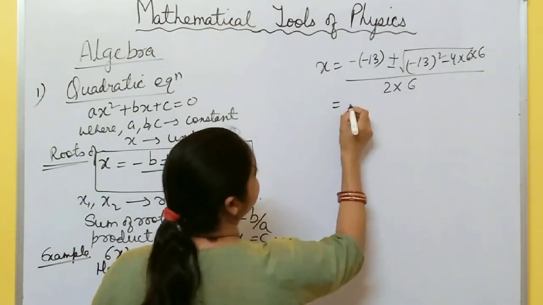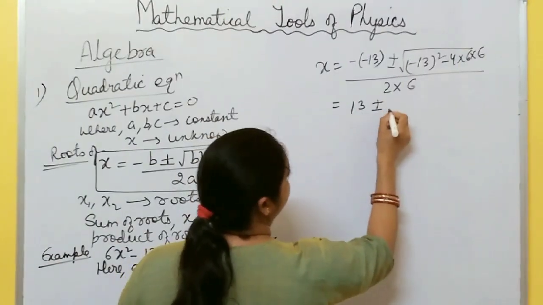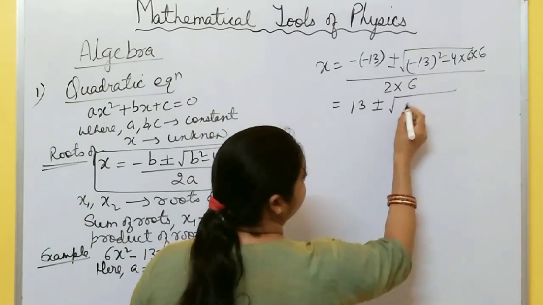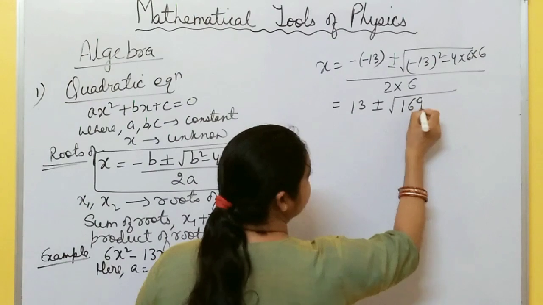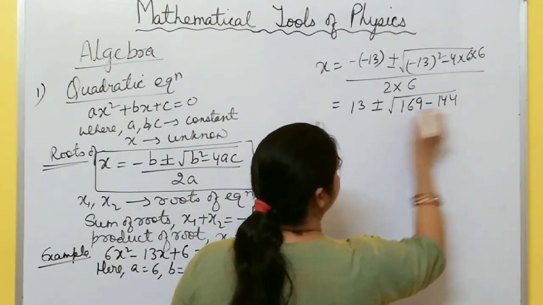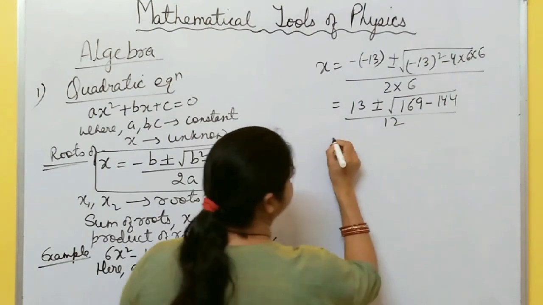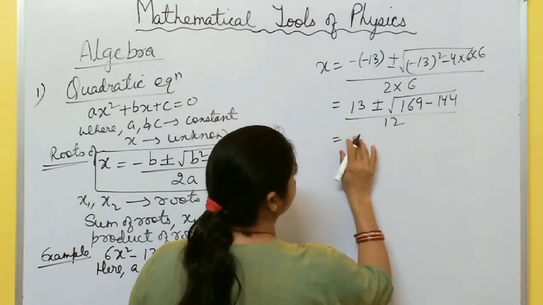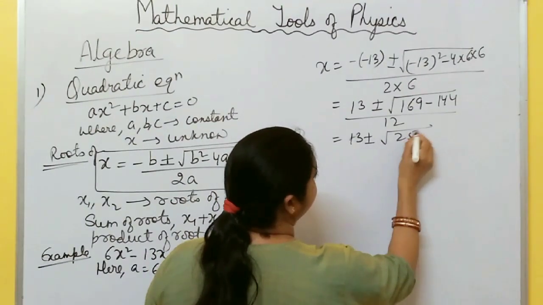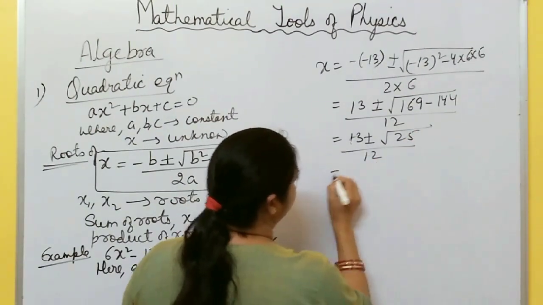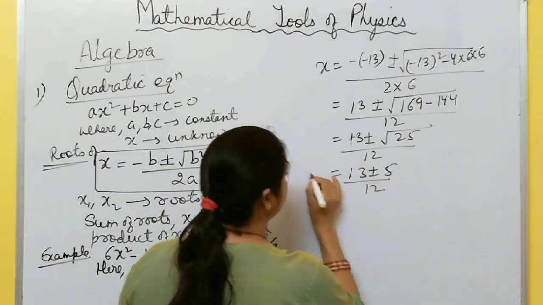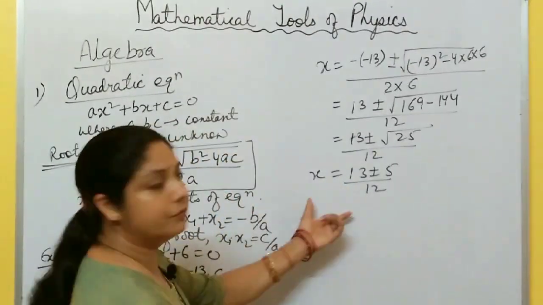You solve this one: 13 plus minus under root, square of minus 13 is 169, minus 4 into 6 into 6 becomes 144, divided by 12. You get 13 plus minus under root 25 by 12. When you solve this one, you get 13 plus minus 5 by 12. These are roots of the equation.